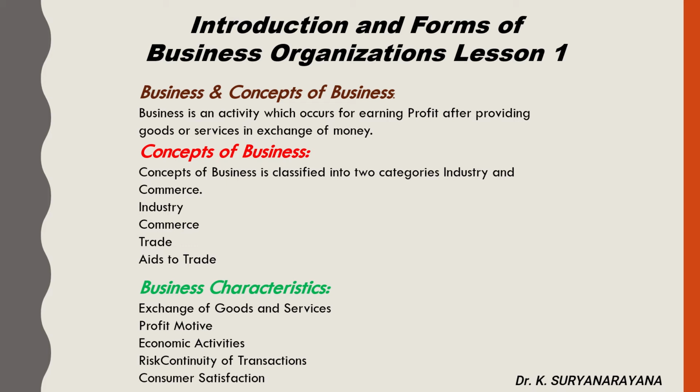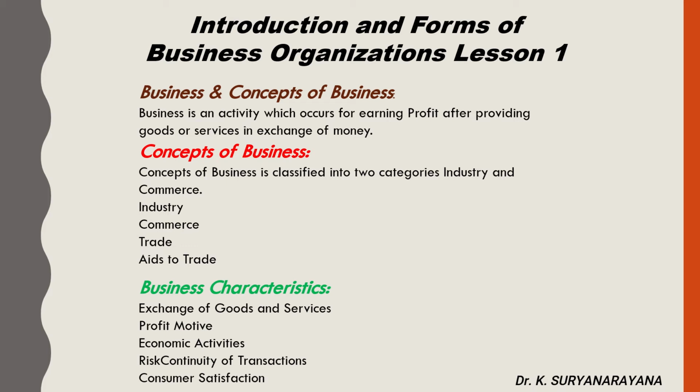Now let us focus on the first point: exchange or production of goods and services. Every business is carried on for the purpose of either procuring or producing goods or services. Goods are in physical form, visible and tangible, whereas services are invisible and intangible. Goods are classified as consumer goods and producer goods. The goods which are used directly by the ultimate consumer for personal use are called consumer goods, and the goods which are purchased for further processing, such as raw material and machinery, are treated as producer goods.